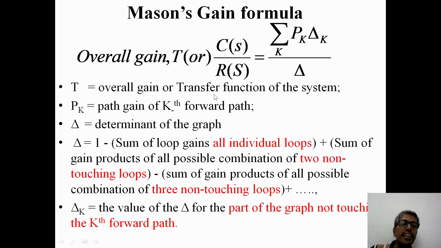Here delta k is the part not touching the kth forward path. Suppose there are two forward paths, and delta 1 will be the part which does not touch the first forward path, that is called delta k.